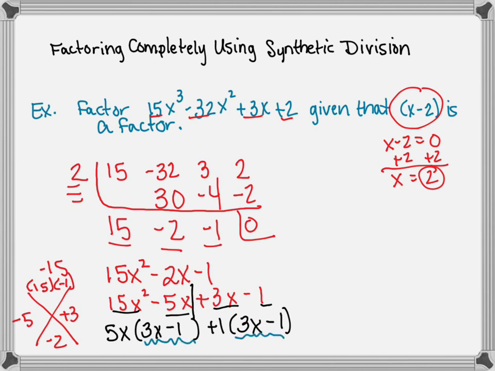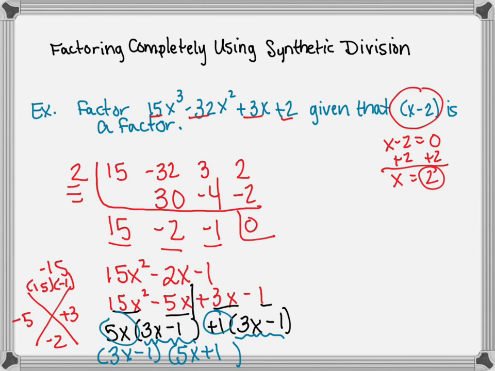We do see that I have a common binomial factor here. So I will factor that out. So 3x minus 1. And in my second parentheses, I put my greatest common factors of 5x plus 1. So 15x squared minus 2x minus 1 factored to 3x minus 1 times 5x plus 1.